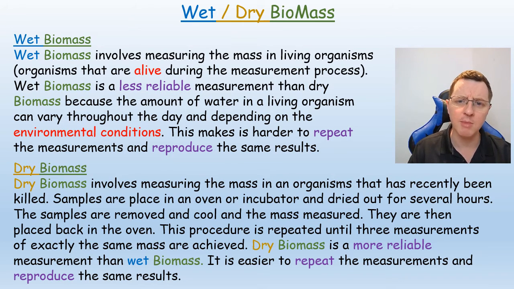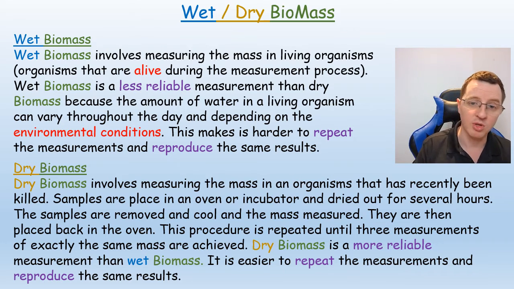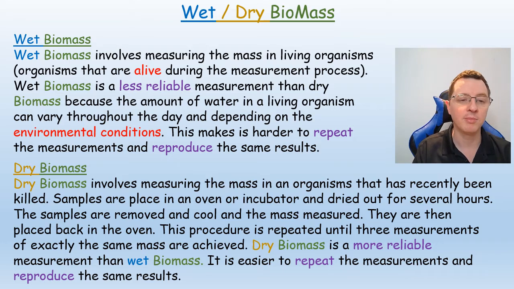Now, the big advantage of wet biomass is that the organisms that you're measuring are alive, but it's a less reliable measurement than the dry biomass, because the amount of water in a living organism can vary throughout the day and depending on environmental conditions. This makes it harder to repeat the measurement and produce the same results, so it's far less reliable. So scientists often choose to use the far more reliable dry biomass measurement.